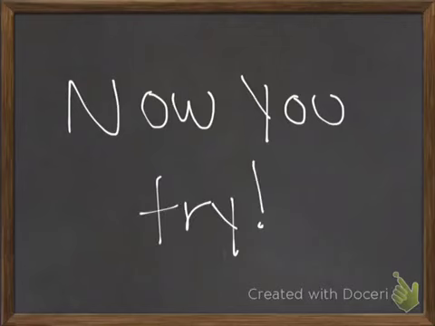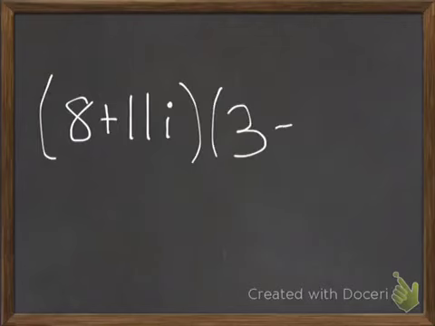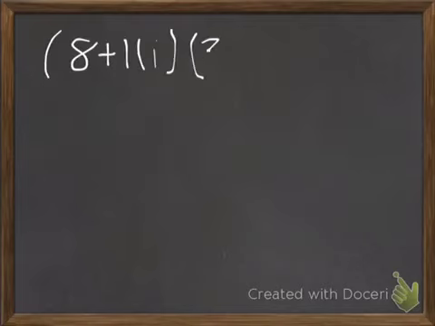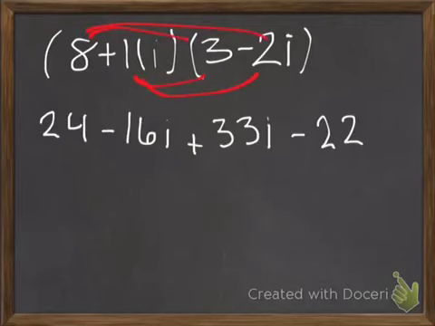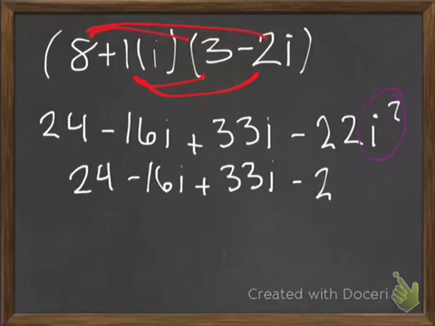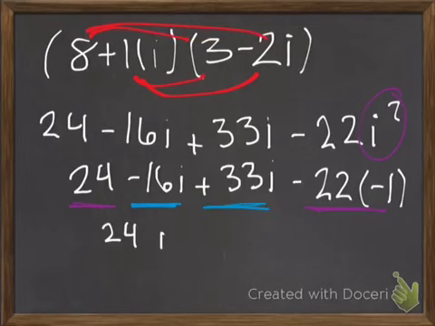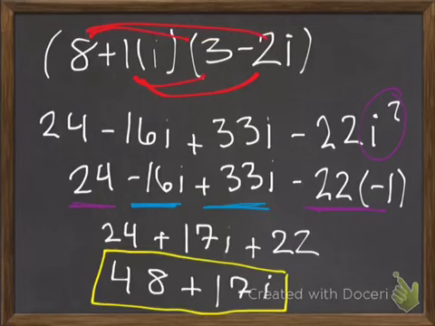Now you try. Go ahead and use the example of 8 plus 11i times 3 minus 2i. Now you should FOIL, get 24 minus 16i plus 33i minus 22i squared. And then that should become a negative 1, and you should have gotten 48 plus 17i as your final answer.